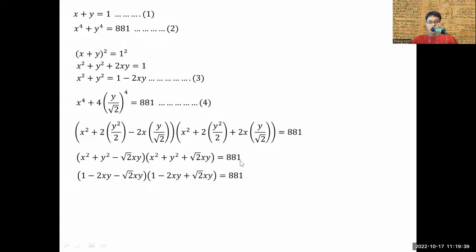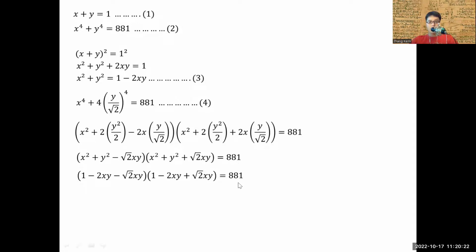Now the next step, we are going to apply what we have in equation 3. We are going to substitute equation 3 into this part here. Notice we just put x squared plus y squared on the left. So I'm going to substitute x squared plus y squared, here and here, with 1 minus 2xy respectively. Notice I actually replace them, while for root 2 xy, I remain it. I do not change it, which is equal to 881. Now, at this point, I'm going to look at an expansion.